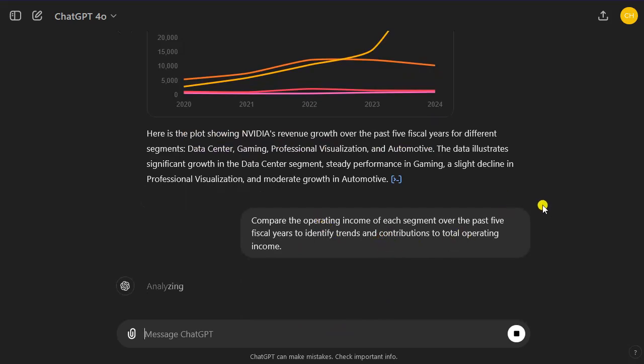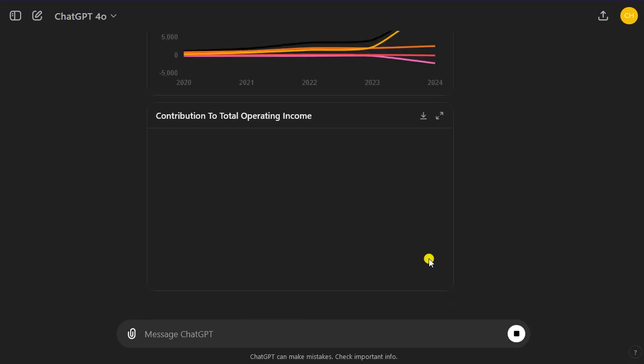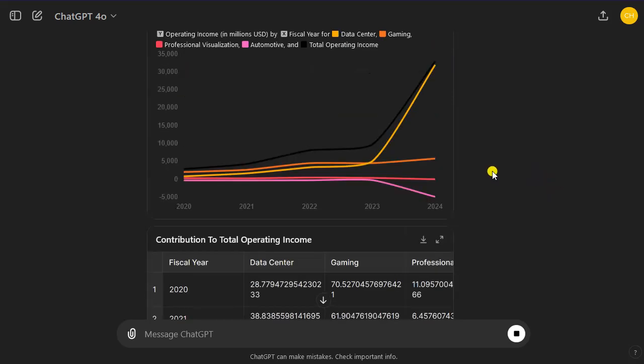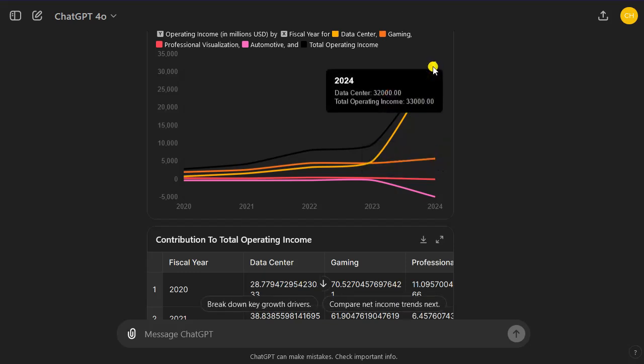So this is really niche stuff, right? We check the operating income of each of those segments, and we try to identify trends and the contribution of the different segments. And you see here, automotive has had negative operating income. So the trend is automotive income is still negative, and here we see gaming is a solid operating income, but of course most of the operating income comes from data center.